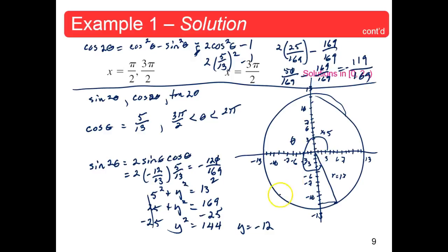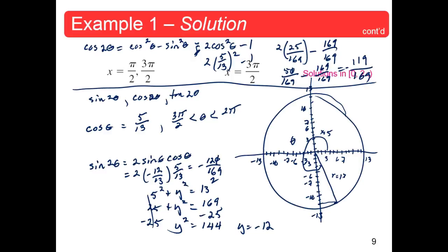So guess what? This is awful close to your diagonal there. It's not quite, because your sine is negative 120 over 169, and your cosine is negative 119 over 169. Can't get much closer than that to being exactly on the diagonal there, but you're awfully close.